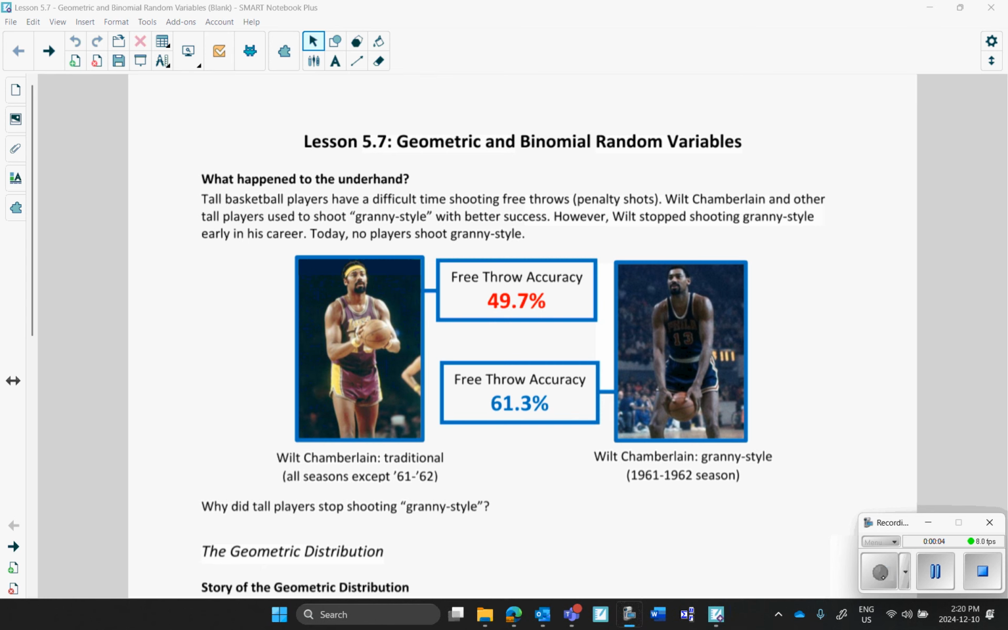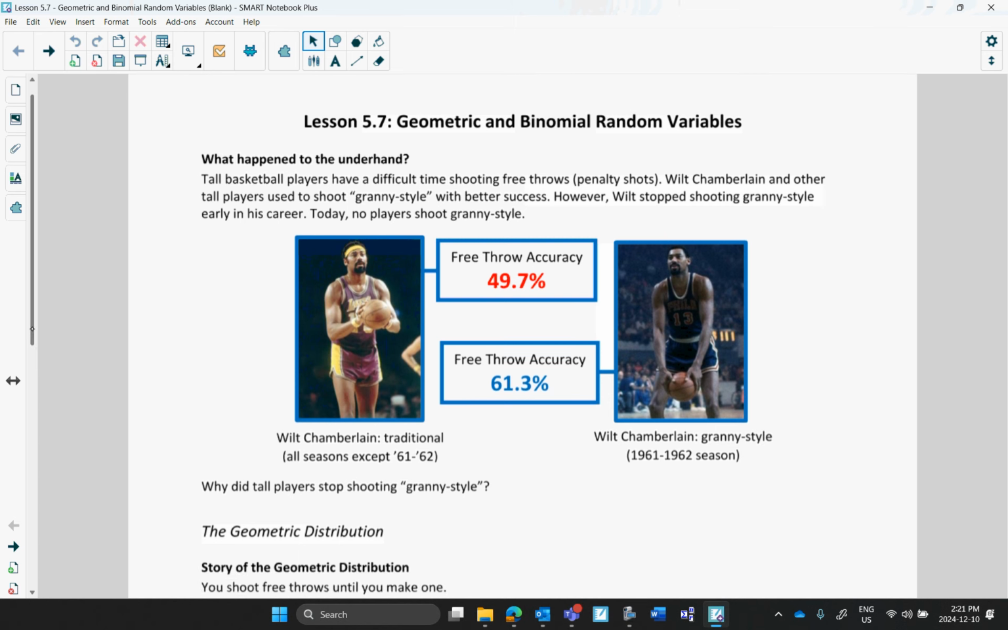So we've been talking about probability distributions and random variables. And we're going to just talk about two types of probability distributions that commonly occur. Okay? One is called geometric, and the other is called binomial. And we're going to use both. We're going to talk about both using this example.